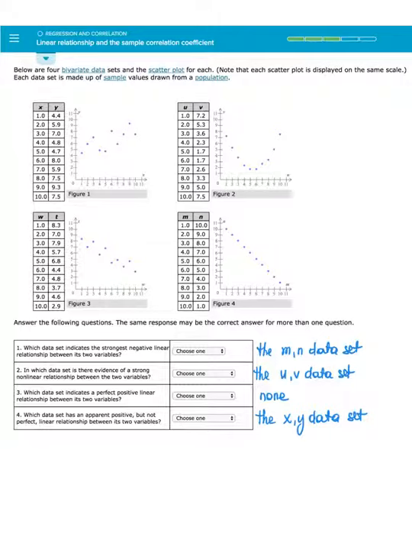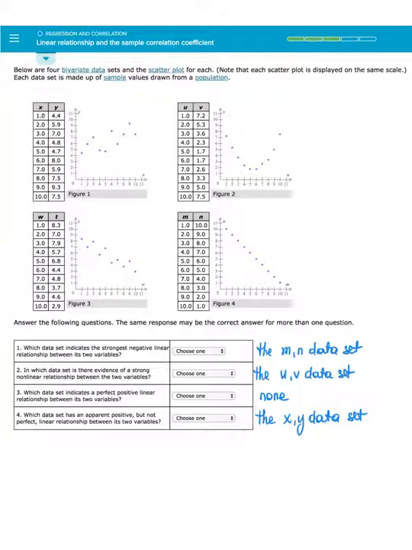Part 3. Which dataset indicates a perfect positive linear relationship between its two variables? All right, let's see. I have a non-linear relationship, pretty obvious. I see a perfect negative linear relationship. I see a somewhat not too weak, not too strong, pretty good negative linear relationship in figure 3. And figure 1 is the only one that has a somewhat positive linear relationship. It's not strong, but it's there. But it's definitely not perfect. Therefore, my answer is none of these fit this bill.